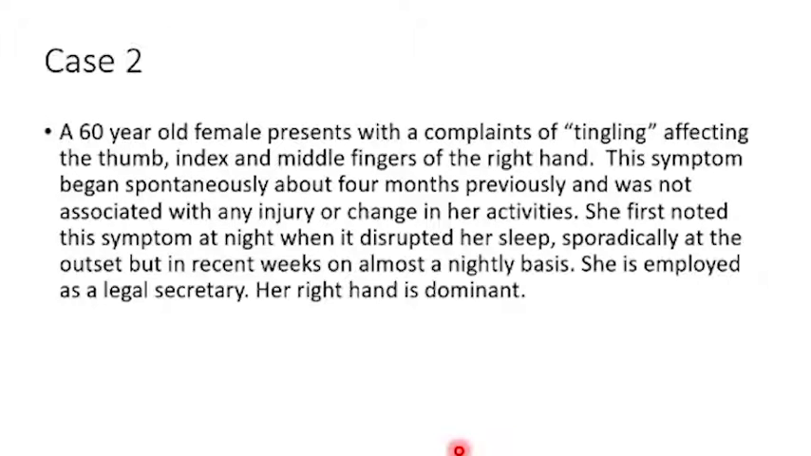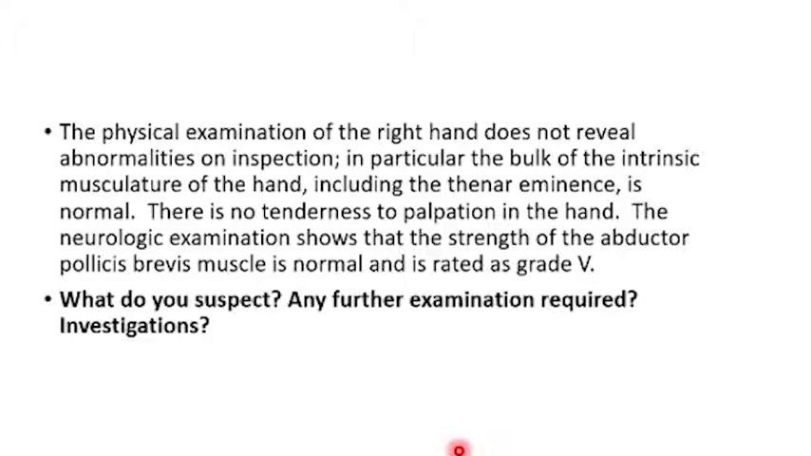A 60-year-old female presents with tingling affecting the thumb, index, and middle fingers of the right hand. The syndrome began spontaneously about 4 months previously and was not associated with any injury or change in her activity. She first noticed this symptom at night when it disrupted her sleep sporadically at the outset, but in recent weeks on almost a nightly basis. She is employed as a legal secretary.